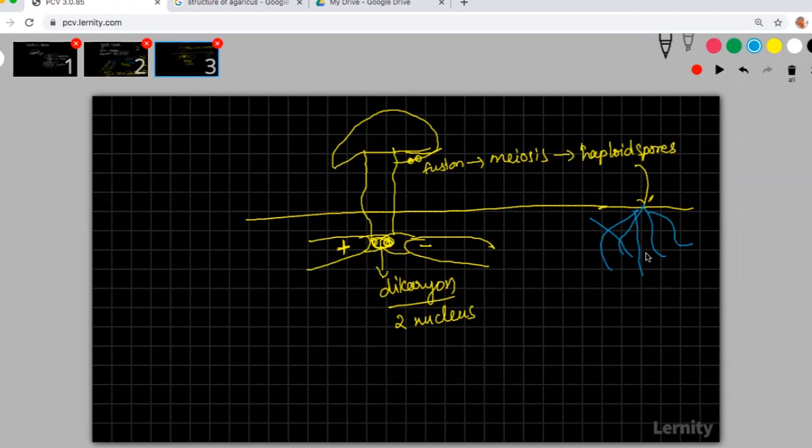Are we understanding? We cannot call this vegetative propagation. Why can we not call it vegetative propagation? This is one plant. This is another plant. Both these things are fused to form a structure. Here fusion is happening, which means it is sexual reproduction.